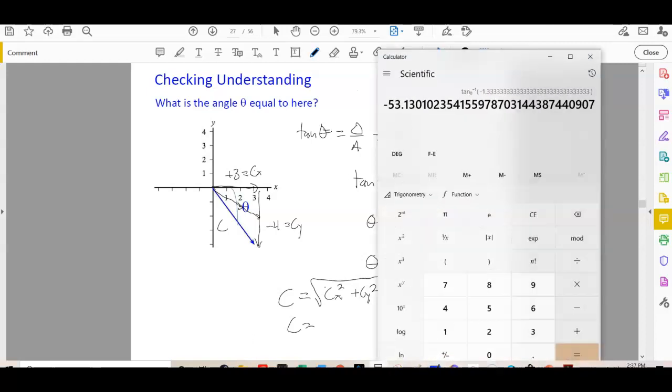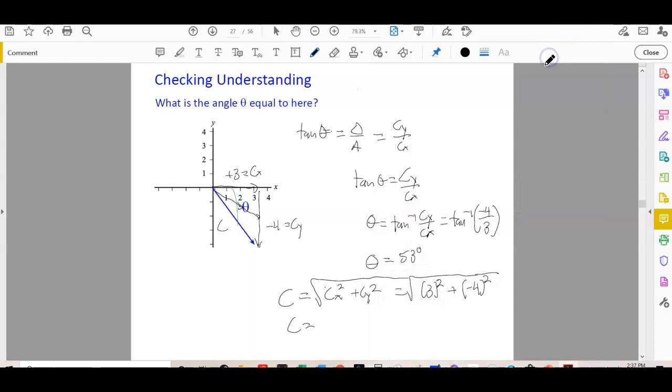Let's find that. So 16 plus 9 equals 25. So the square root of that is going to be 5. And I probably should have recognized that that's a 3, 4, 5 right triangle. Yes, you are smarter than me. I like to be sure. Sometimes I doubt things.